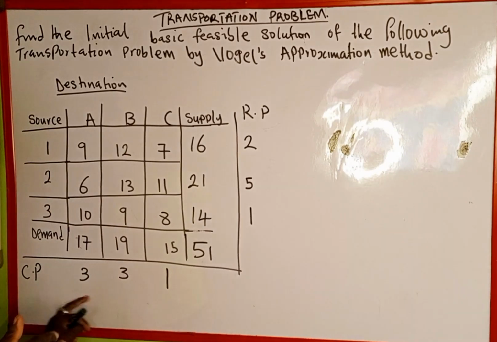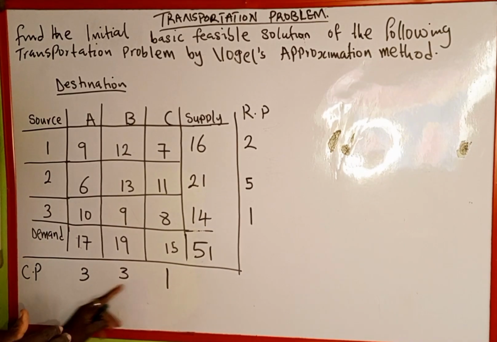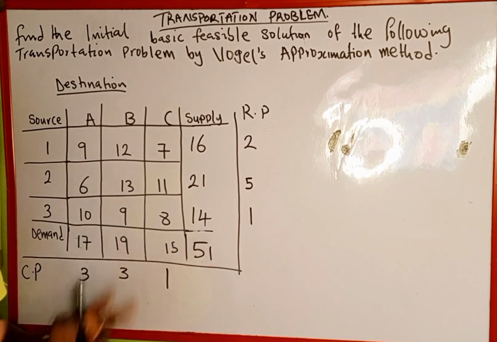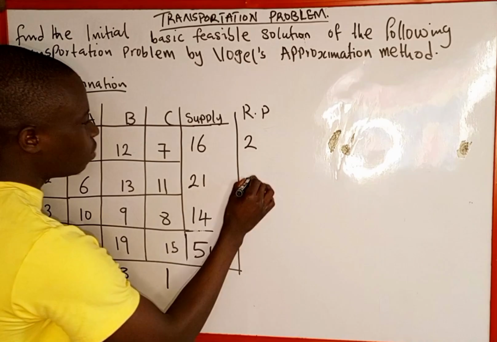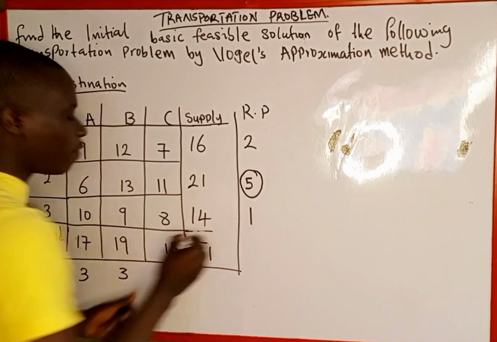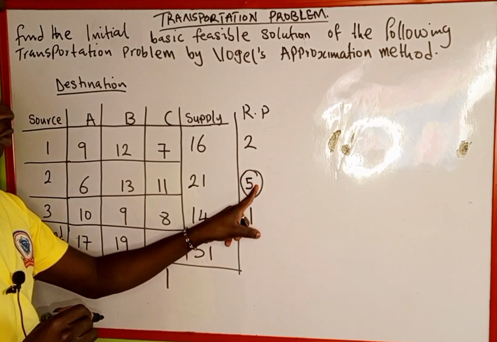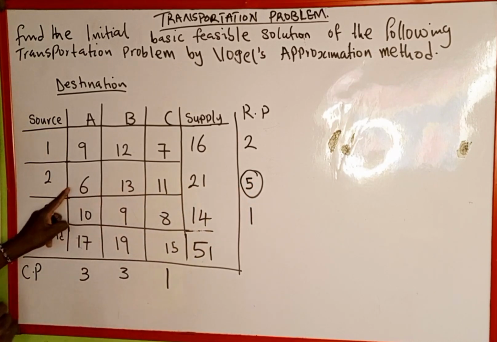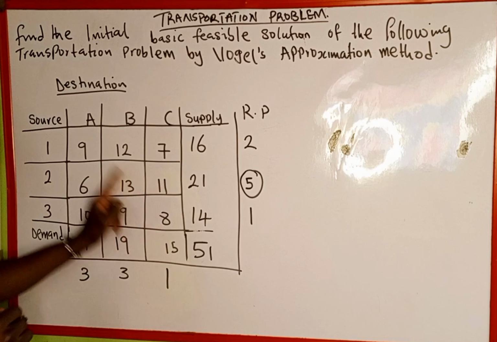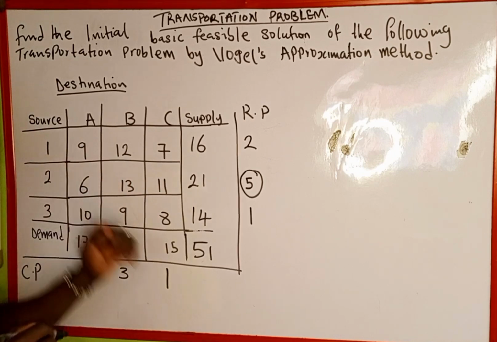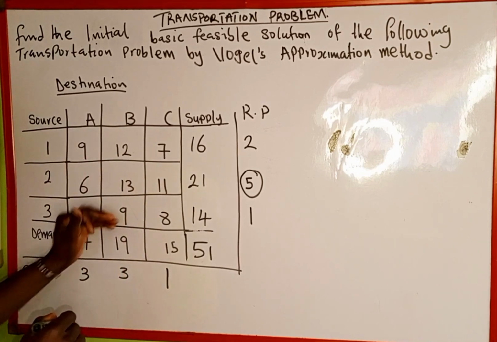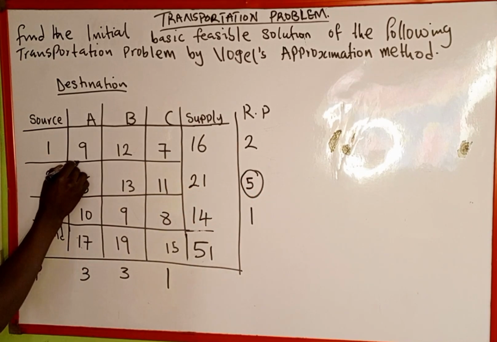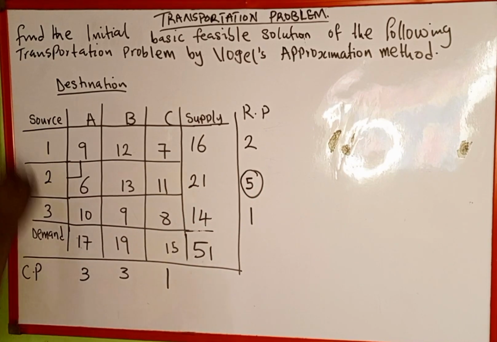Now we check. Out of the column penalties, we have 3, 3, 1. The row penalties are 2, 5, 1. Which one is the maximum? The maximum value here is 5. So we're going to start our allocation from this 5. This 5 is a row penalty, so we go to the row of 5. The first allocation is going to be on the least number in the row of 5. The least number here is 6. So our first allocation is going to be in this cell.